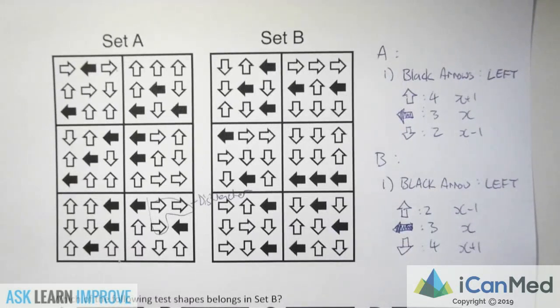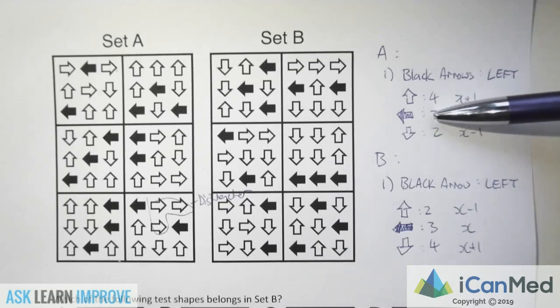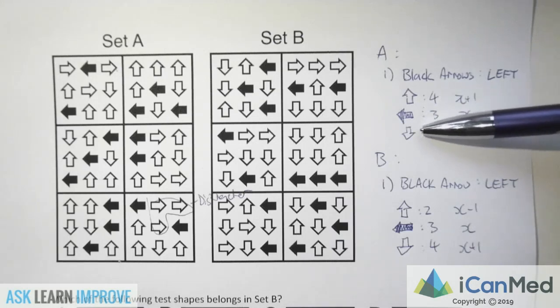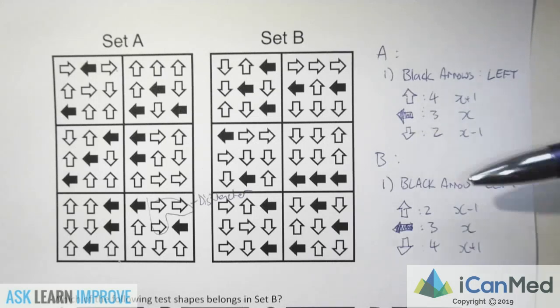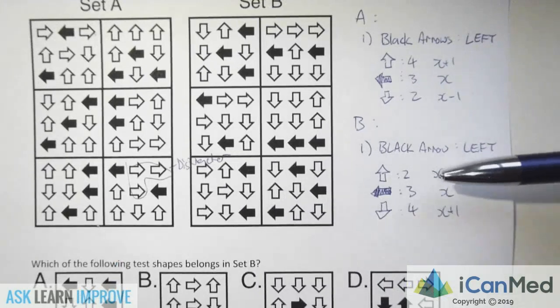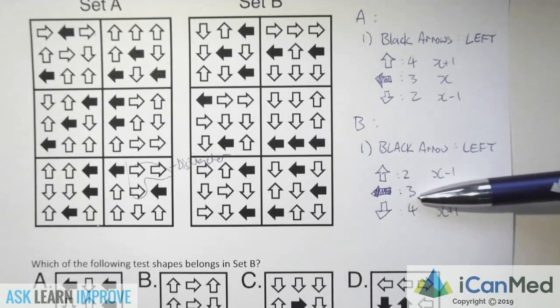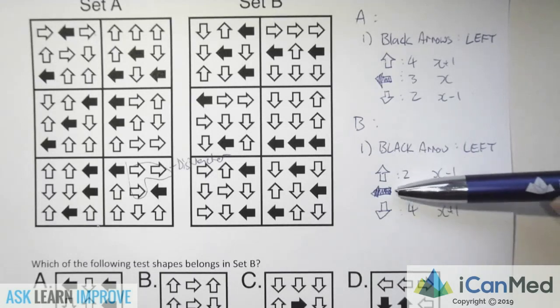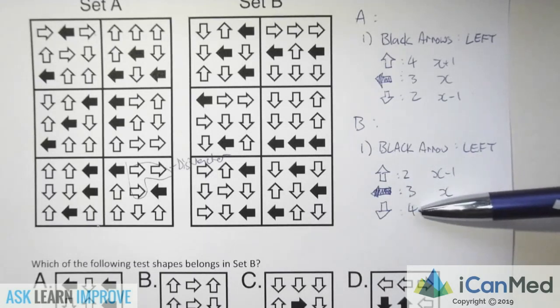So this is a matching and counting question. You're still counting, but you're counting with a special rule. And these are your special rules: the number of black arrows there are. For set A, the up arrows would be the number of black arrows plus 1, and for the down arrows, the number of black arrows minus 1. And then for set B, you count the number of black arrows, then the pattern is for the up arrows, it's the number of black arrows minus 1, and for the down arrows, it's the number of black arrows plus 1.